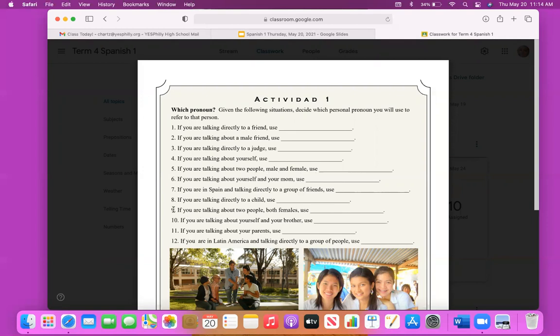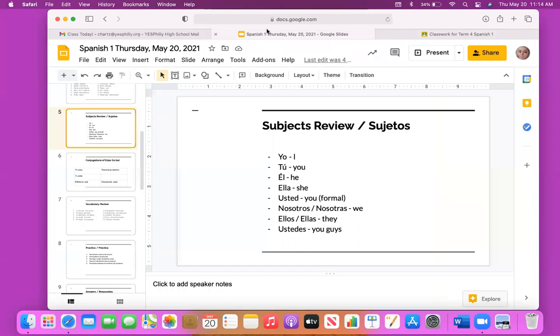So another example, for number 9, if you were talking about 2 people and they're both females. So you're talking about them, you're not talking to them. So you say they, right? And they're both female, so you're going to use ellas, right?